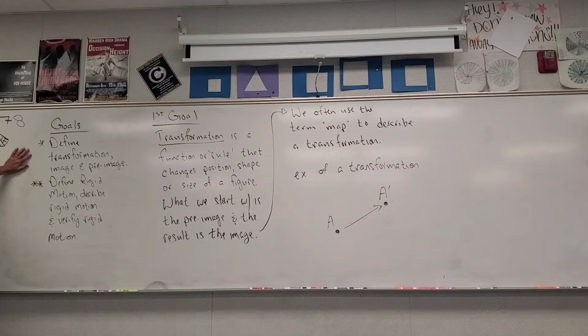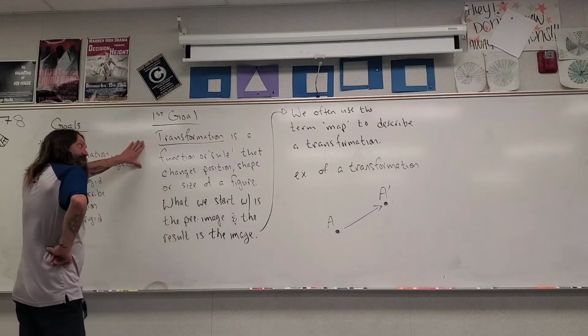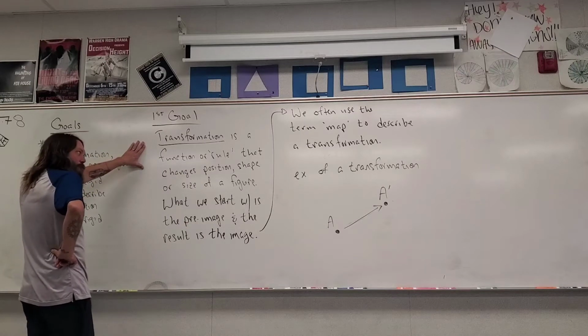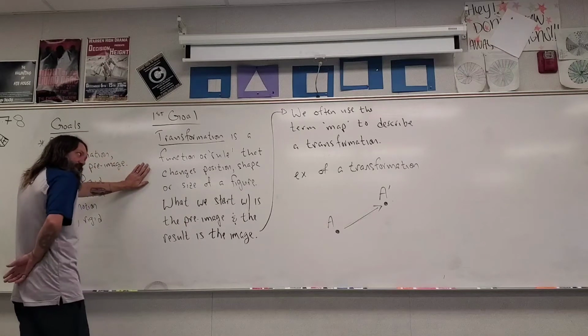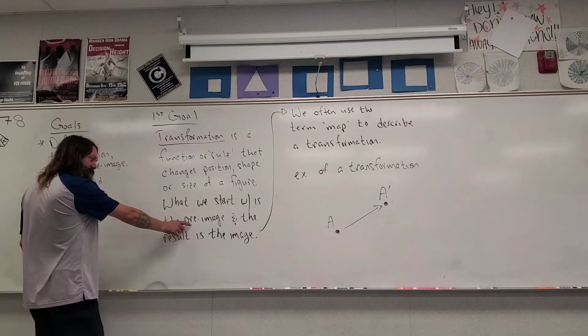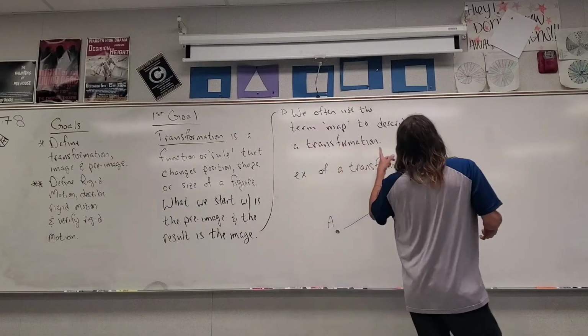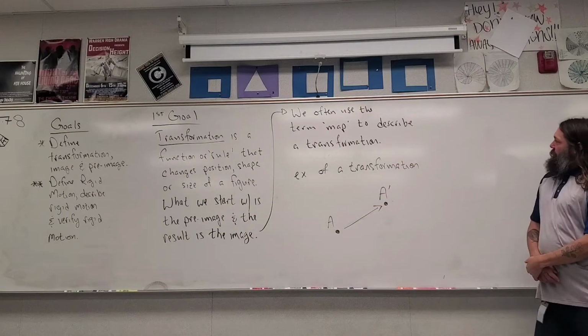Our first goal is going to be to define transformation, image, and pre-image. Our second goal is going to be to define rigid motion, describe rigid motion, and verify rigid motion. So let's just go ahead and jump into our first goal. A transformation is a function or a rule that changes position, shape, or size of a figure. What we start with is the pre-image, and the result is the image. We often use the term map to describe a transformation.